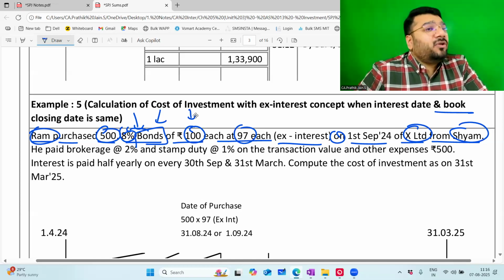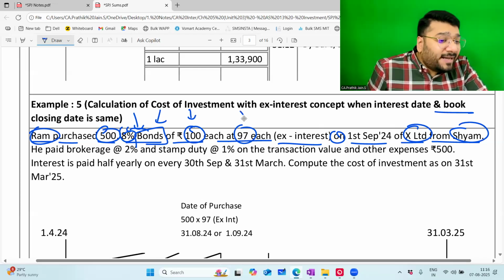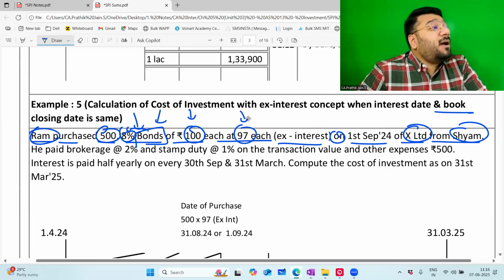100 is the face value, or nominal value, of that particular scrip. All of you are familiar with face value and nominal value. You've been studying since 12th standard, the share capital topic, the debenture topic. So all of you know what is face value, nominal value? Yes. What is 97? This is the purchase price.